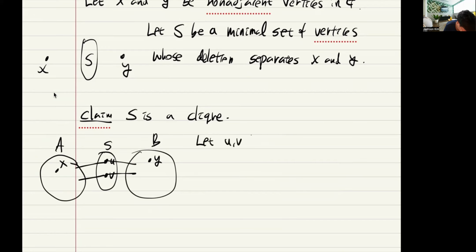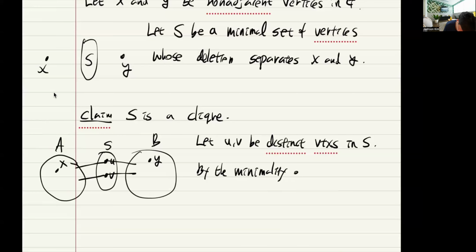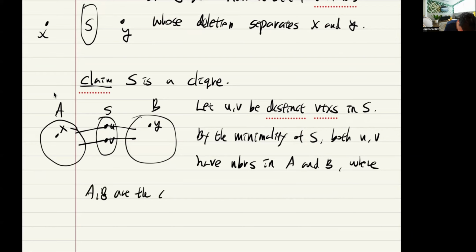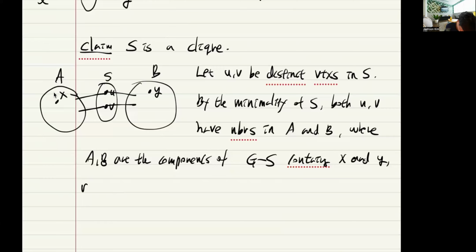So let U and V be the distinct vertices in F. And by the minimality of F, both U and V have neighbors in A and B, where A and B are the components of C minus F containing X and Y respectively.